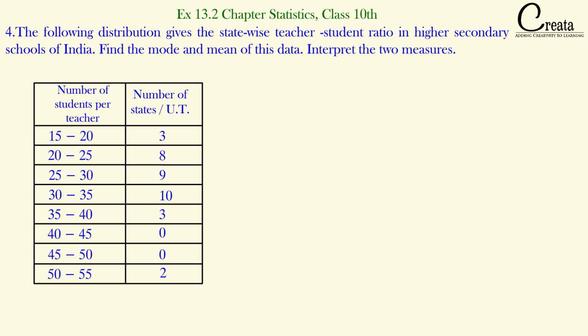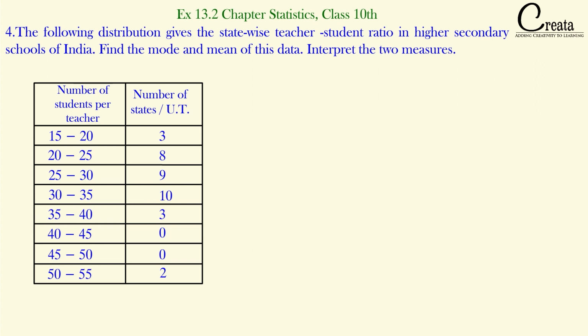So this is the question number 4. Our first step, we will observe the data. The data is given related to the number of students per teacher in different states and union territories. On the first column, the number of students per teacher are given. In the second column, the number of states and UT are given. For example, 3 states or UTs are having the number of students per teacher in the range of 15 to 20. On the extreme end, we are having 2 states or union territories which are having the number of students per teacher as 50 to 55. These are the interpretation of the data.